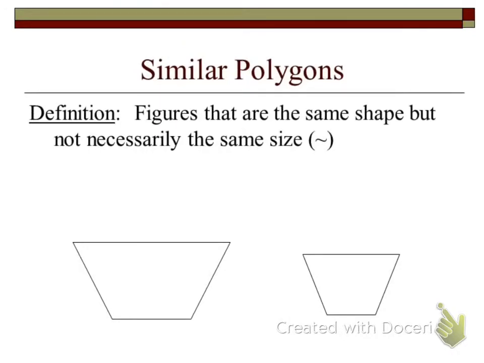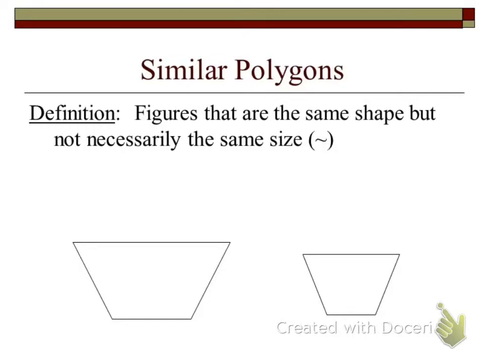Alright, here is the definition for similar polygons. They're figures that are the same shape but not necessarily the same size. So remember when we had congruent figures, they were the same shape and the same size. They were the exact same figure. And we had this same symbol but with an equal sign underneath it. This one means they're the same shape but not the same size. So that is the symbol for being similar.